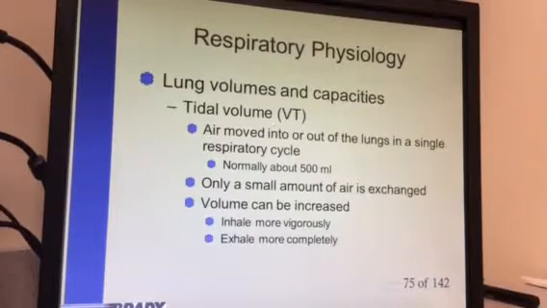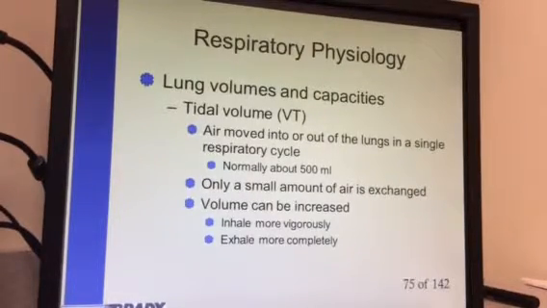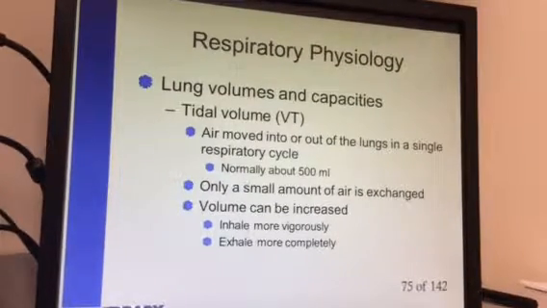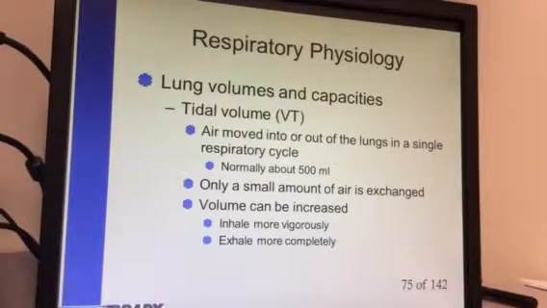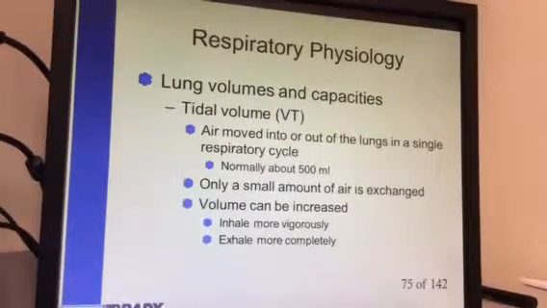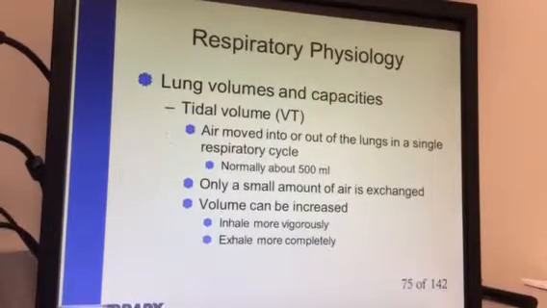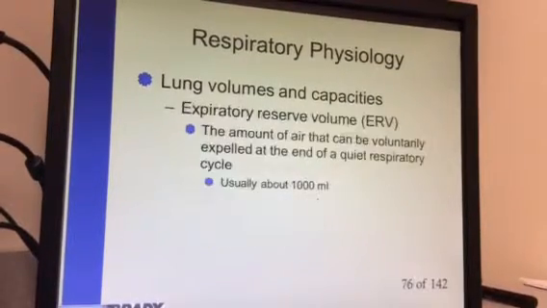So there's tidal volume. This is the air that's moved in and out of the lungs in a single respiratory cycle. It's about 500 milliliters or 500 cc's. Milliliters, cc's, same thing. And then only a small amount is exchanged. So this is with a normal respiratory breath. If we take a deeper breath, we're getting more oxygen in. If we take a shallow breath, we're getting less exchange. So rapid shallow breaths are ineffective breaths, and we're not getting good gas exchange. With deep breaths, we're getting more than normal, and just a normal volume we need to know.